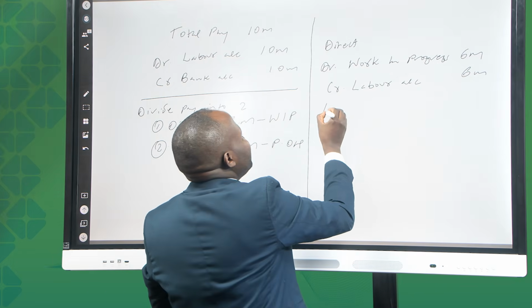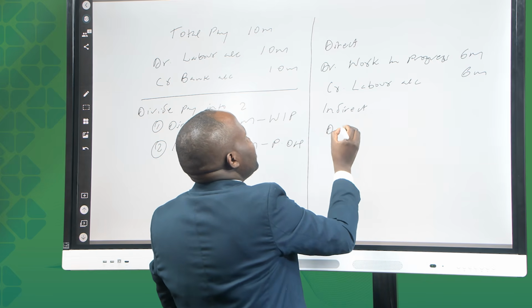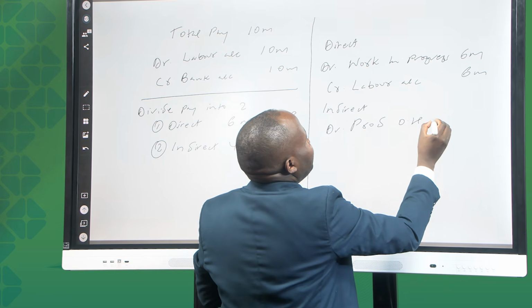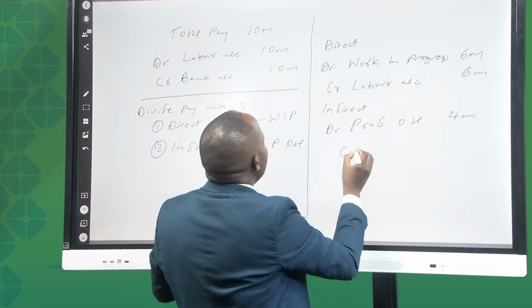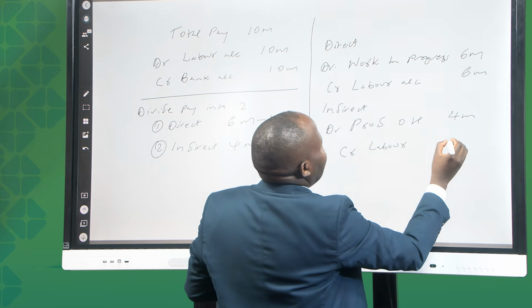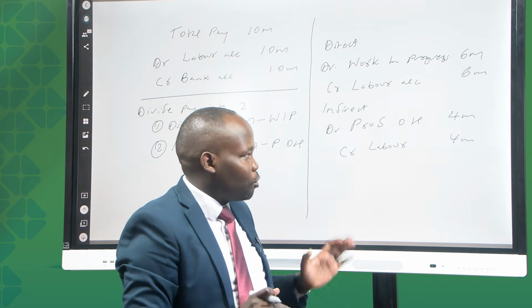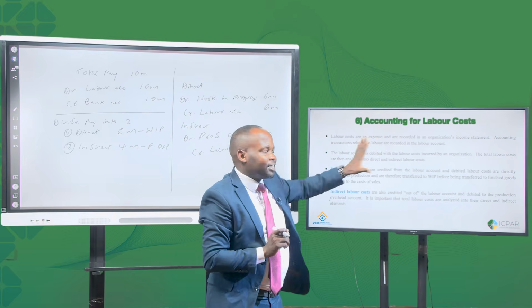Now, for the indirect, you debit what we call production overhead account with 4 million, and you remove it again out of the labor account. Labor account 4 million. That is what is called accounting for labor costs. So with this illustration, we can now read what is in the slide.